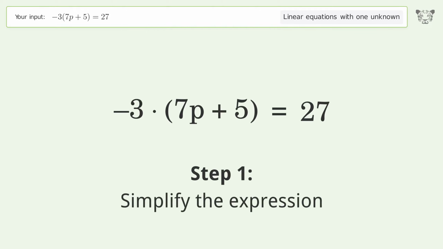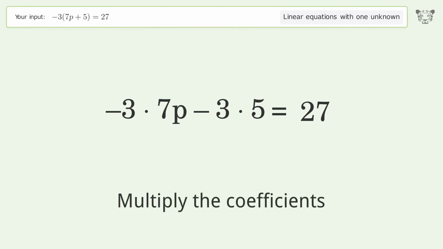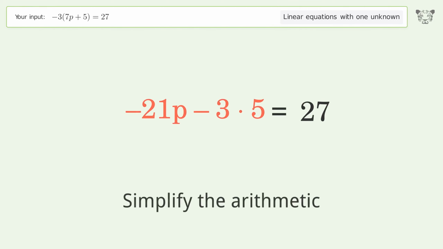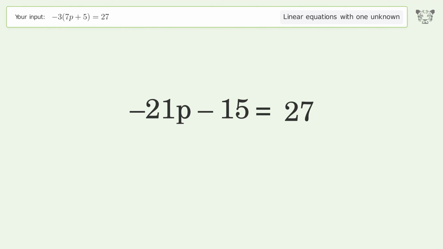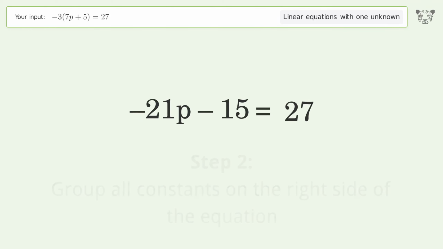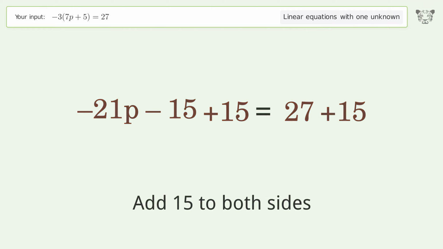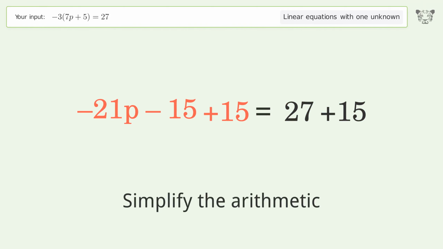Simplify the expression. Expand the parentheses. Multiply the coefficients. Simplify the arithmetic. Group all constants on the right side of the equation. Add 15 to both sides. Simplify the arithmetic.